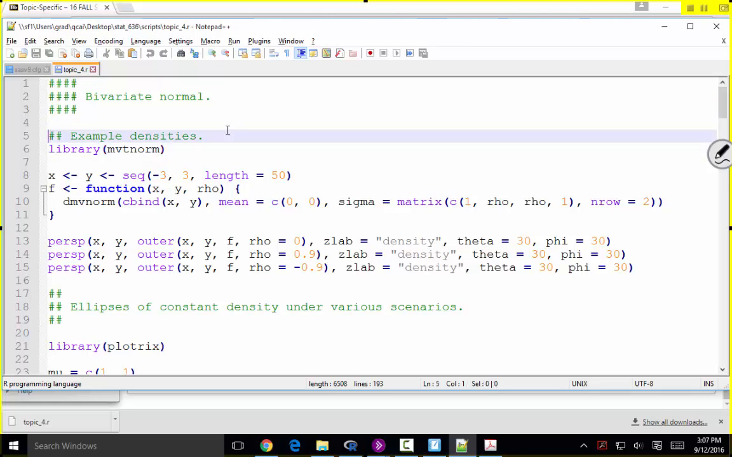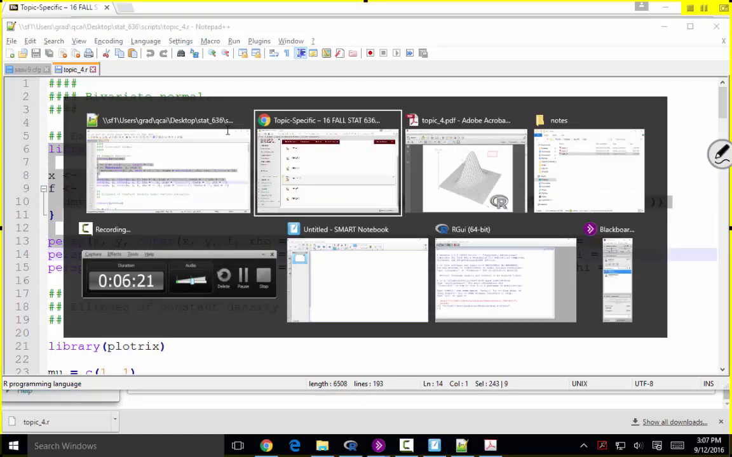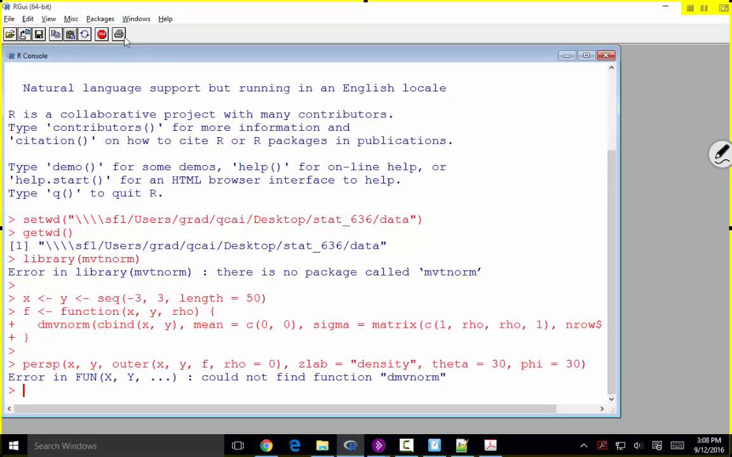So here's topic 4.r. And what I'm going to do is illustrate some of these bivariate or multivariate normal distributions. The library mvtnorm has in it some functions we can use to generate random multivariate normal data. So I'm loading that in, and I'll just run these. These show how to make the picture that's in the slides. No package called mvtnorm.